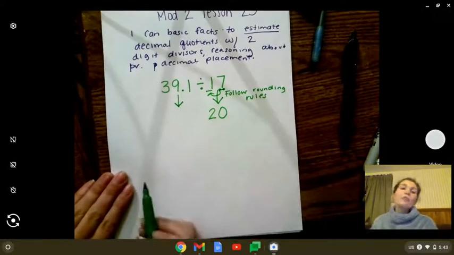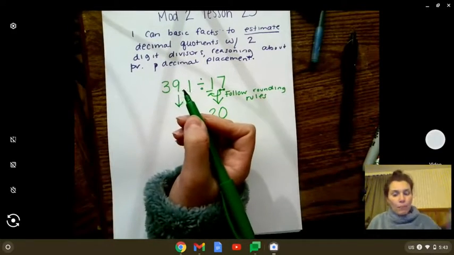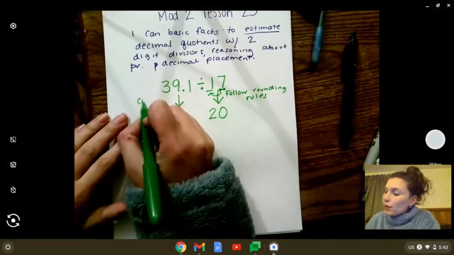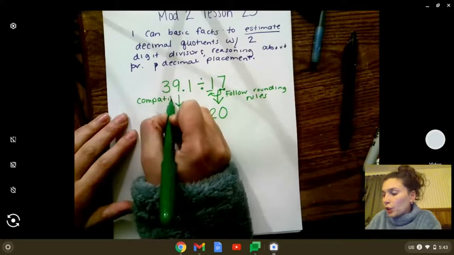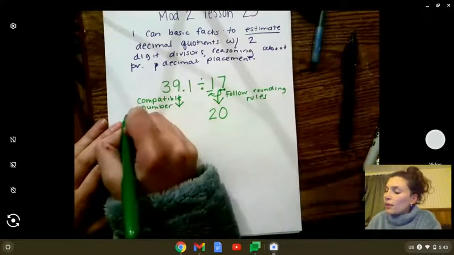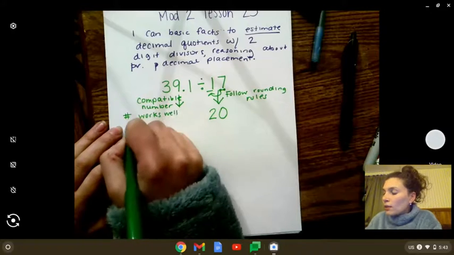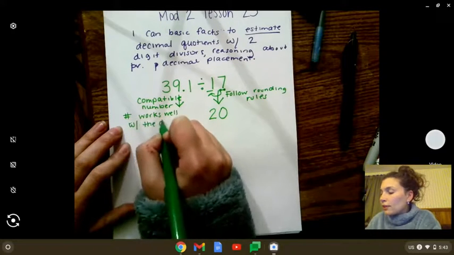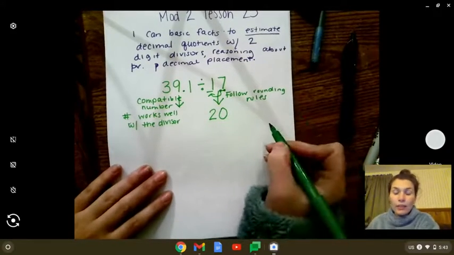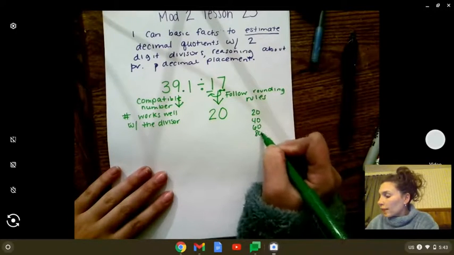Then we have to change our dividend, or our bigger number, what we are dividing, our brownies, our money, our cookies, the number we're breaking up, into a compatible number. Now, we should know what a compatible number means by now. A compatible number is a number that works well with the divisor. So, that means I need to count by 20. So, 20, 40, 60, 80.